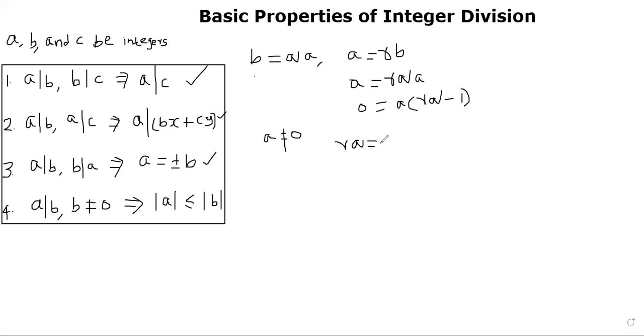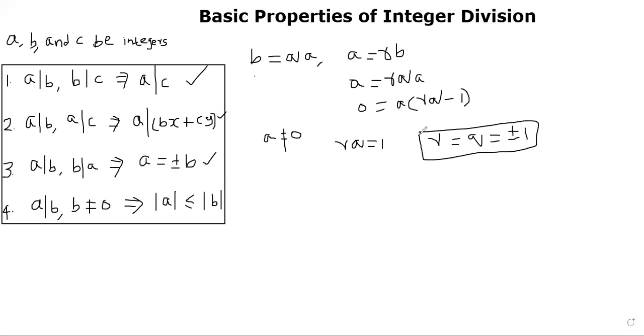Now, when RQ is 1, what can you say? R and Q are both integers. So the only case when R and Q, when you multiply, become 1 is when R and Q are both equal to plus or minus 1. They are integers. Therefore, this is the only possibility.